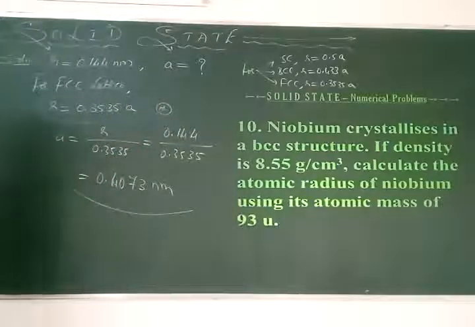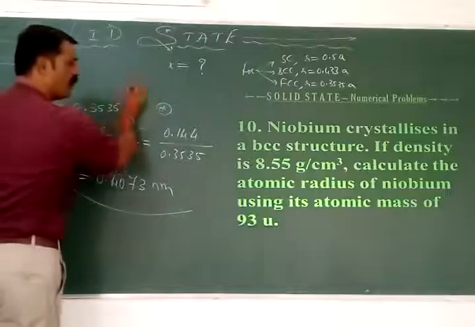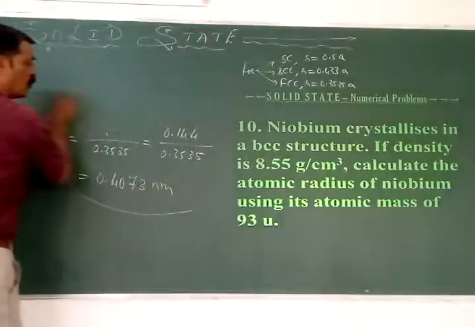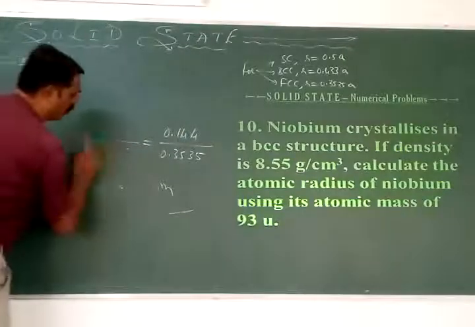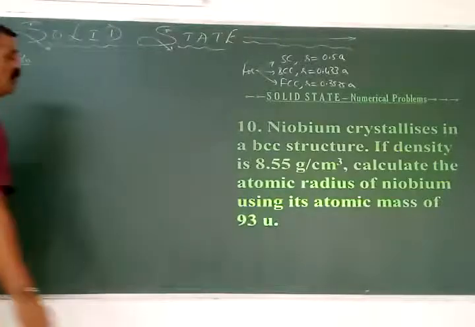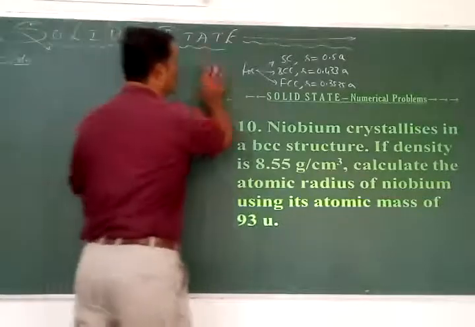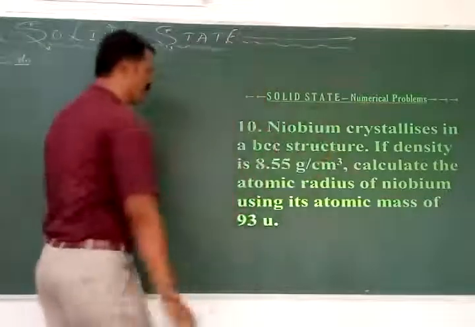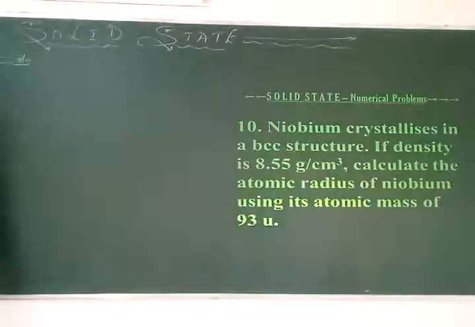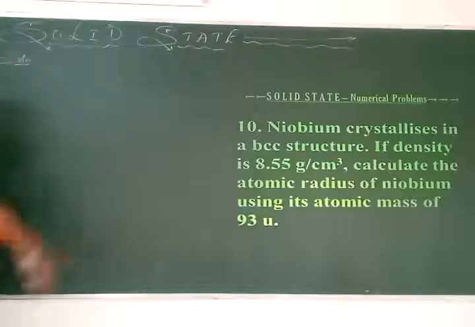Niobium crystallizes in a BCC structure. First, BCC here. And density is given as 8.55 in terms of gram per cm³. Then calculate the atomic radius. Atomic radius of the niobium using its atomic mass, which is found to be 93. Okay. Niobium is the crystal here.